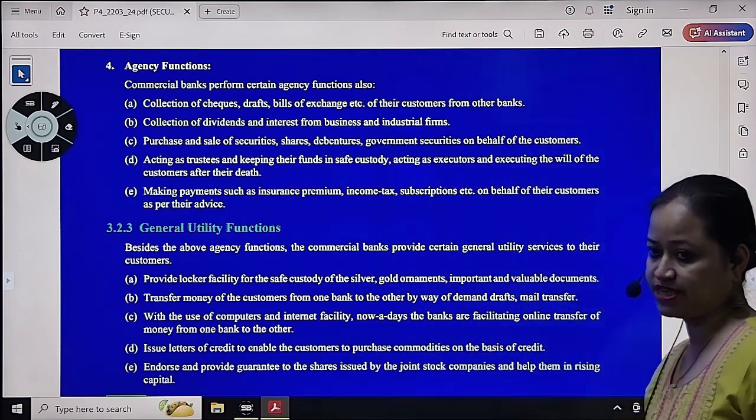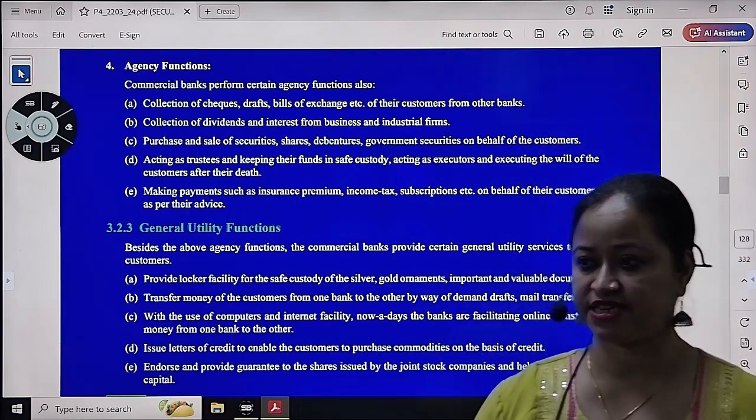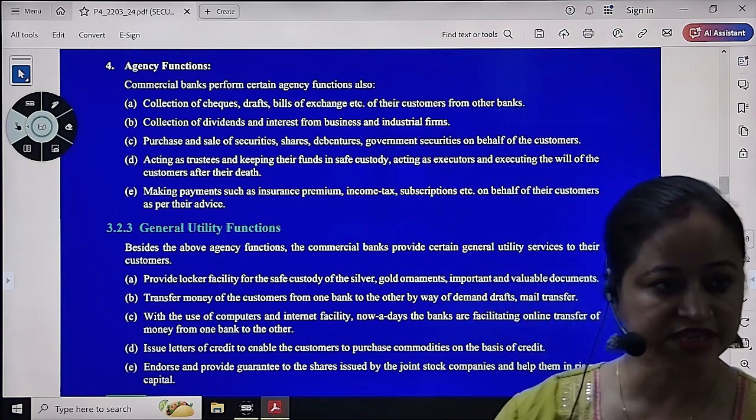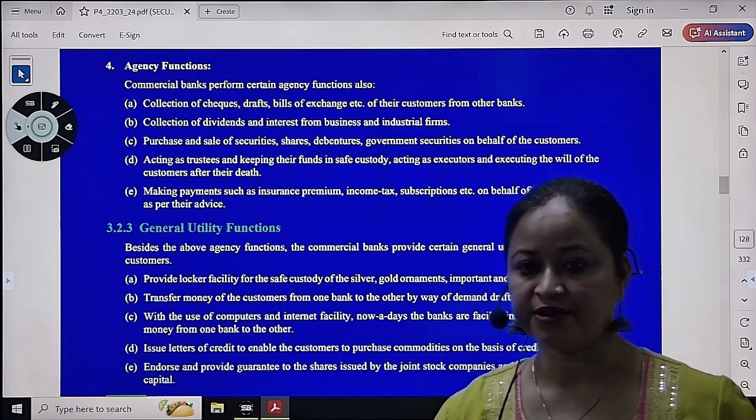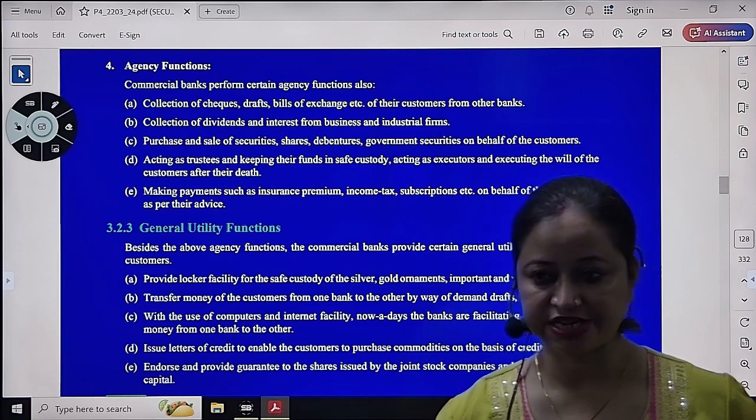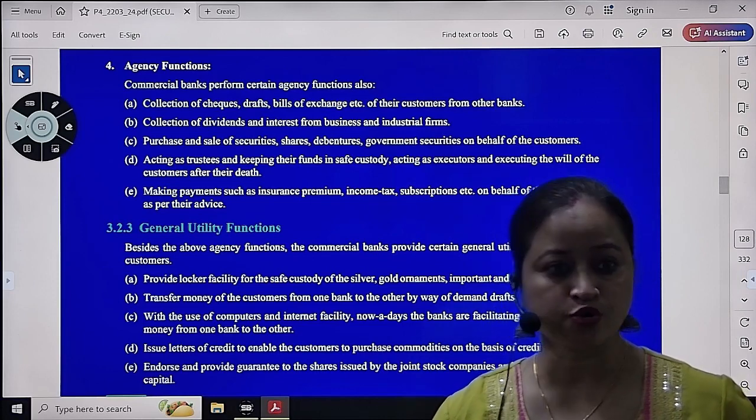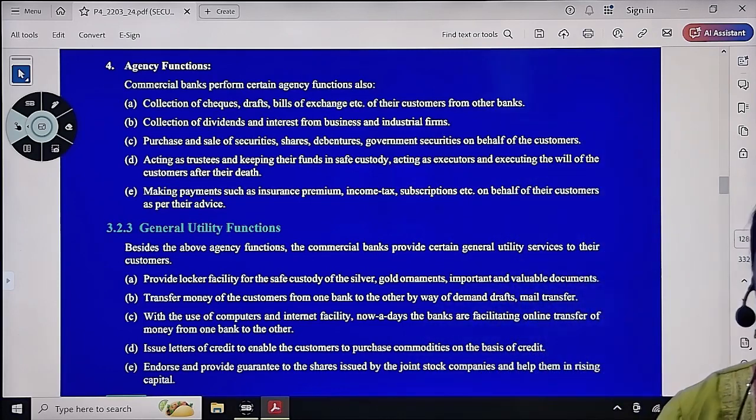Next one is issue letters of credit to enable the customers to purchase commodities on the basis of credit. So letter of credit is one of the documents that is also issued by the bank. So what is a letter of credit? A letter of credit is one of the documents which is used in international trade, right? Which is used in international trade.